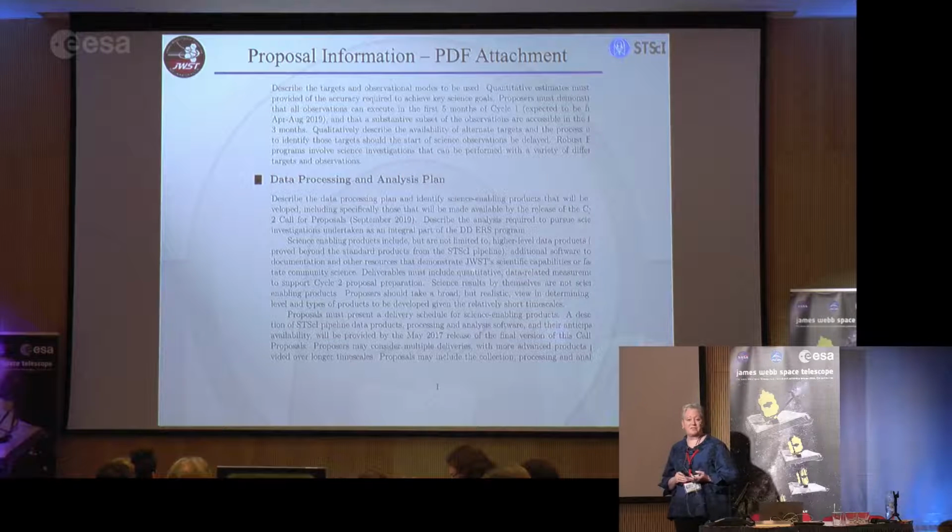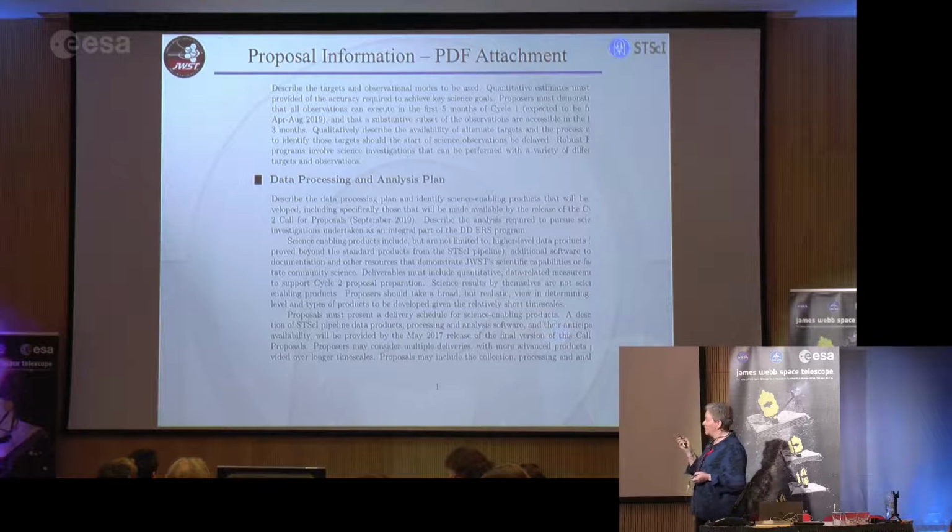There's a science justification. Why do you need JWST to do this? How are you going to do your data analysis? And you discuss any duplications that you found. This PDF is proprietary. The TAC sees it, and some members of the Institute see it, but it is never shown to the public. So that when you're describing all of the science goals you're trying to reach, other people will not be able to see that. That has to be attached on that first page.